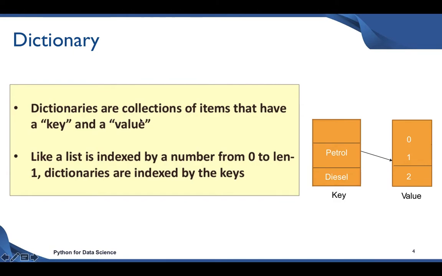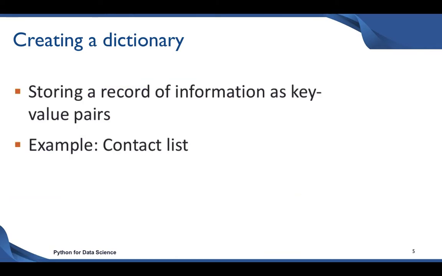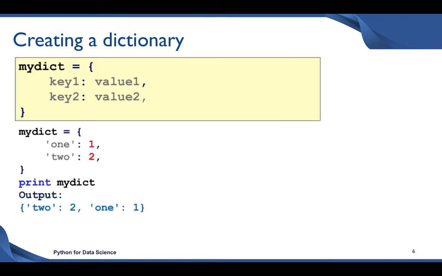For example, in this screen you can see the value of petrol is 1. So we wanted to say petrol is 1, diesel is 2. Similarly, we wanted to store a record of information as key value pairs. For example, our contact list could be stored in the form of a dictionary, in which we could have the keys as the name of the candidate, name of the student, or name of the employee, and corresponding to it, its mobile number. So how to create a dictionary?